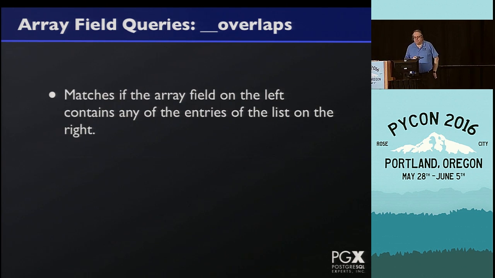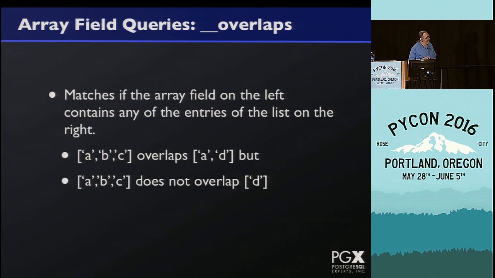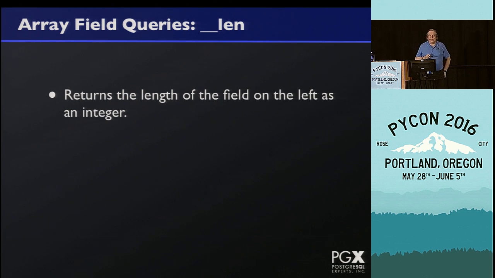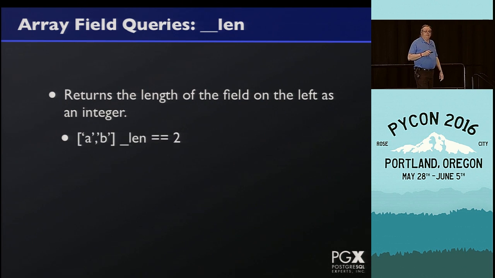We get overlaps, which matches if the array on the left contains any of the entries. So A, B, C, D overlaps those, but does not overlap D. And length, which unlike the others that query on array values, returns an integer. So you can query for arrays of length 2.